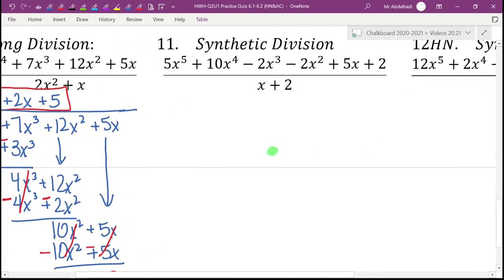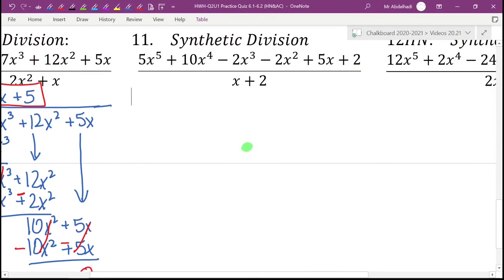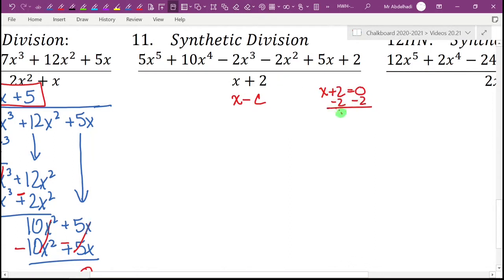Number 11, synthetic division. Synthetic division only works if you're dividing by something in the form x minus c, or if you're in the honors class, ax minus c, but we'll talk about that with the honors question number 12 here. So x minus c, what's your c? Well, just take this and set it equal to 0. x plus 2 equal to 0. When you subtract 2 from both sides, you can see c is negative 2, right? So really, the reason why this is x plus 2 is because it's really x minus c, which is x minus negative 2. That's why it looks like that.